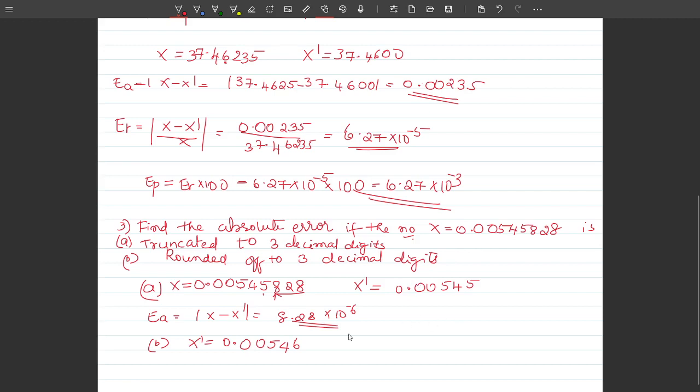So your absolute error EA is equal to mod x minus x bar, not x bar, it's x dash. So you get 1.72 into 10 to the power minus 6. Substitute and get the answer. I have already calculated, that's why I am writing the answer directly. Please check with your answers. We'll move to the next question.